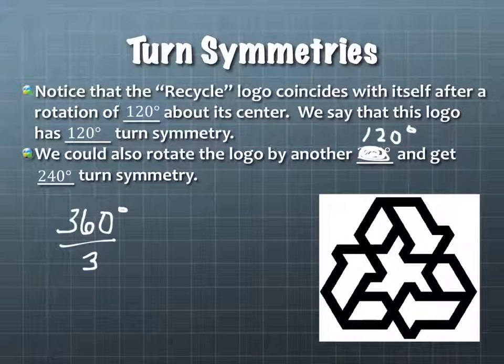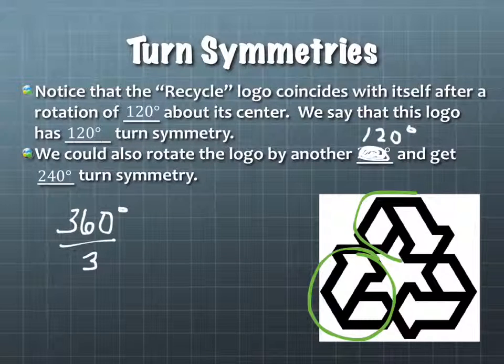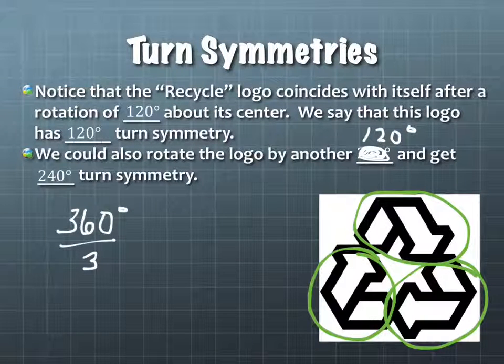Any idea why dividing it by 3 makes sense on this particular shape? Yeah, this is almost like a triangle, right? I've got these three matching images. This piece looks exactly like this piece, looks exactly like this piece. There's three matching pieces here, and that's why I'm dividing by 3. So if I took 360 and divided by 3, that's where the 120 comes from.